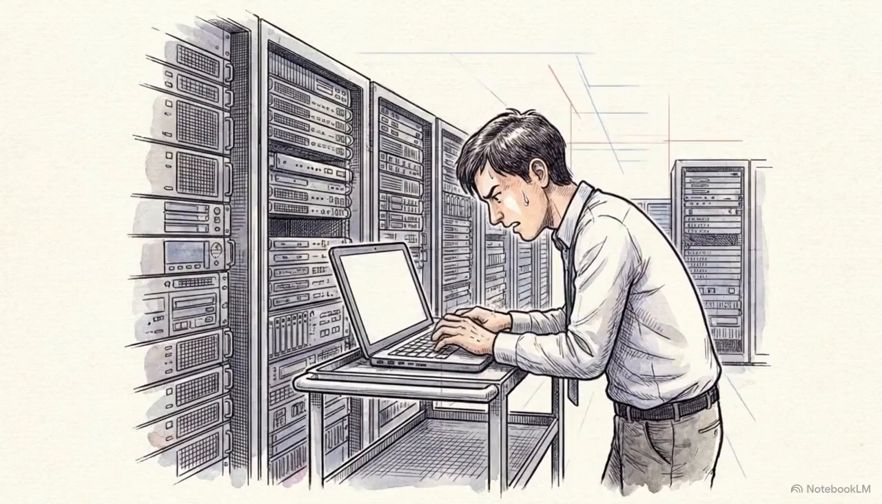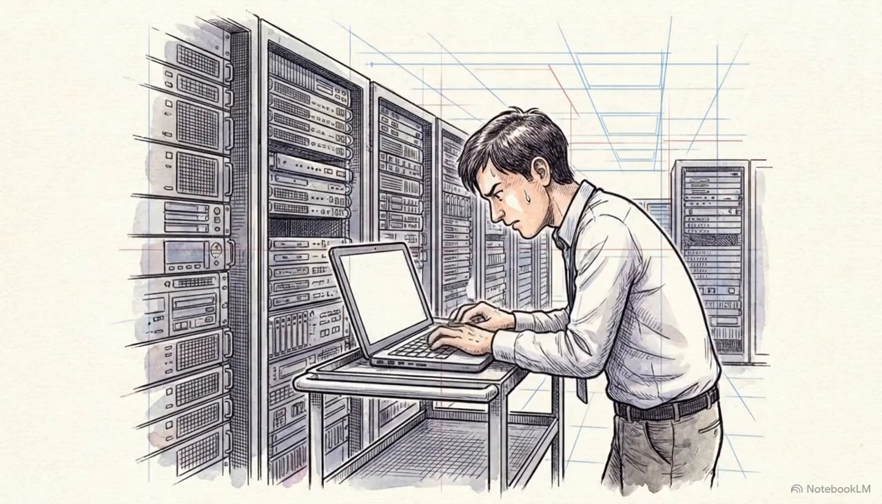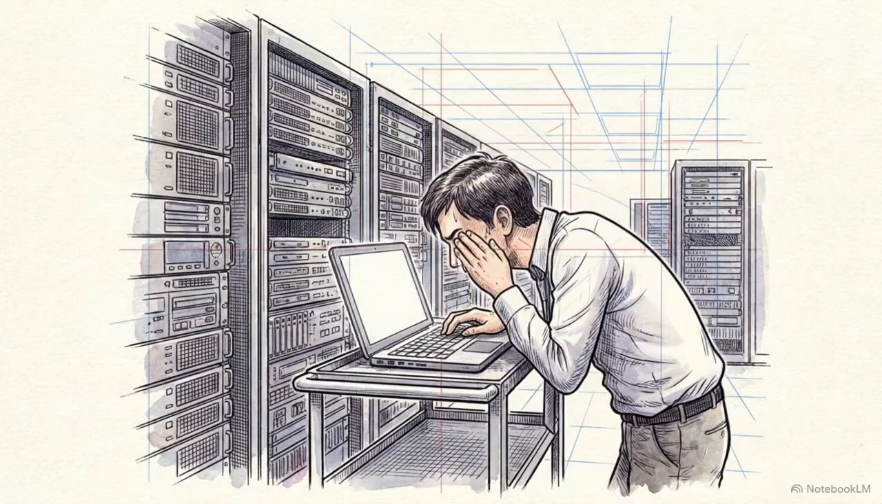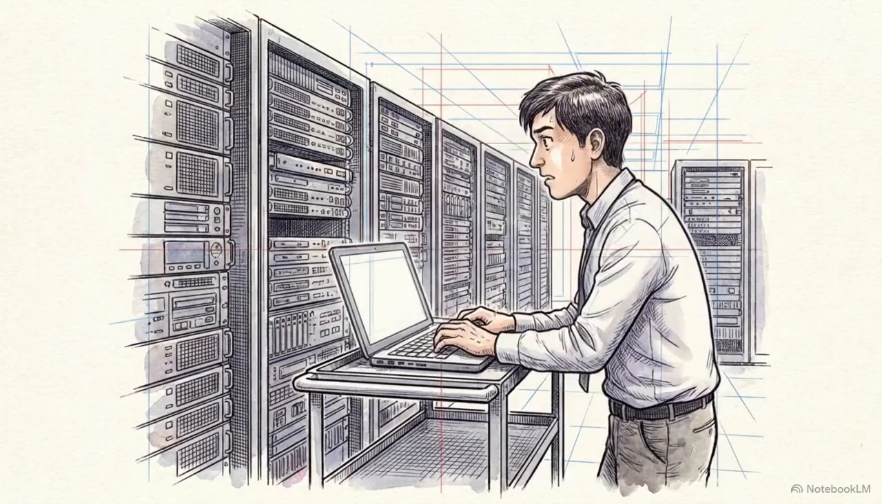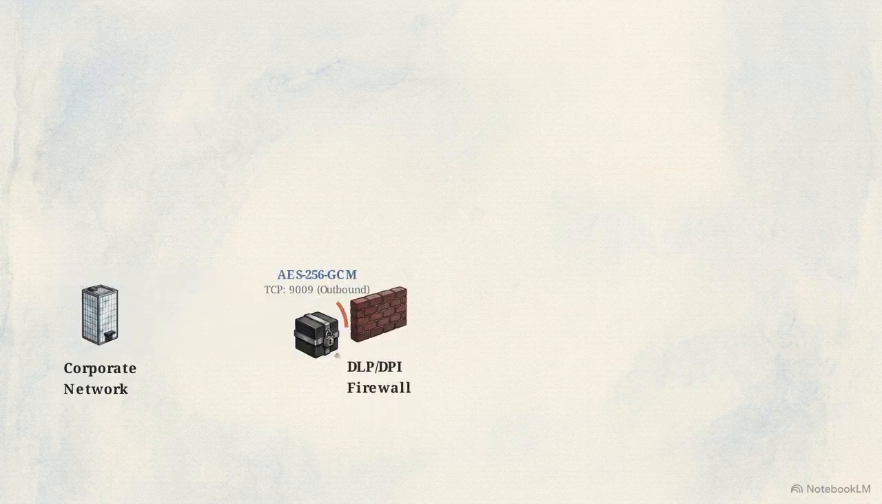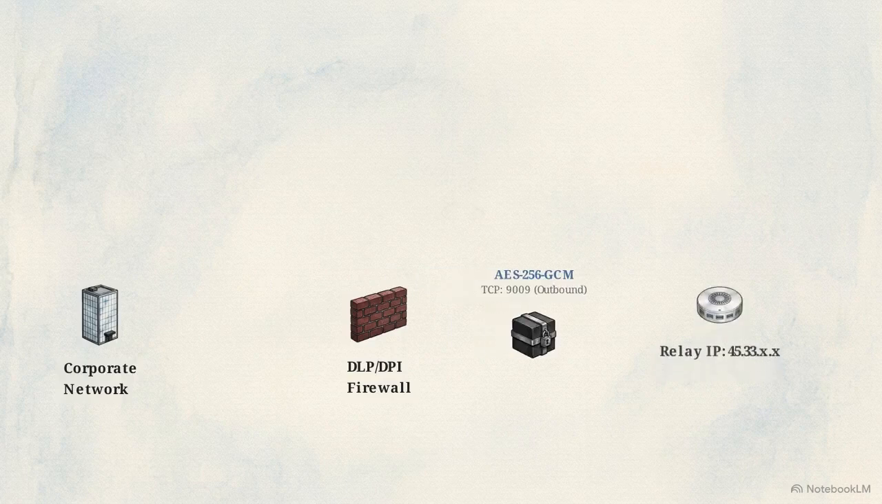A compromised endpoint or a rogue employee can establish a secure outbound connection entirely bypassing the organization's complex public key infrastructure. As we see in this diagram, because the payloads are ephemeral, AES GCM encrypted, and routed over standard TCP ports, they effectively blindfold traditional deep packet inspection and data loss prevention firewalls.